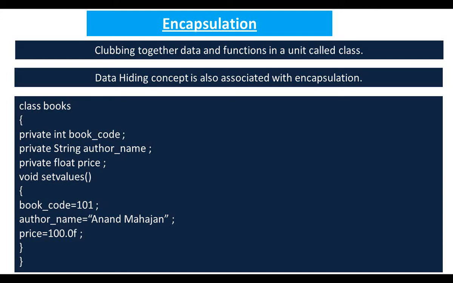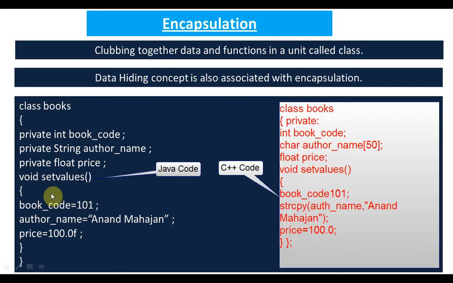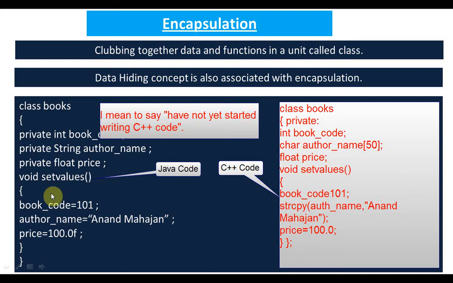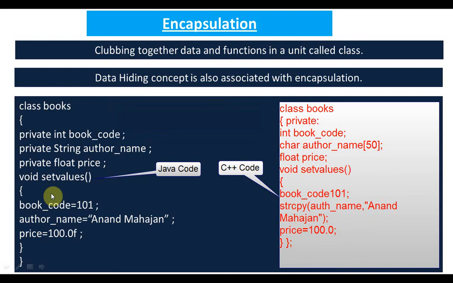Now, I would explain this with the help of an example. This is a very simple Java code. Don't worry, we have not yet started writing Java code, but it's a very simple code, and I just want to explain the concept of data hiding as well as encapsulation. Both are clubbed together in the same way. This is your class books, and in this class I have got this member data: book code, author name, and price, int, string, float. These are the data types, and I have got one single method with the name set values. Now you can see that set values method is simply assigning the values.